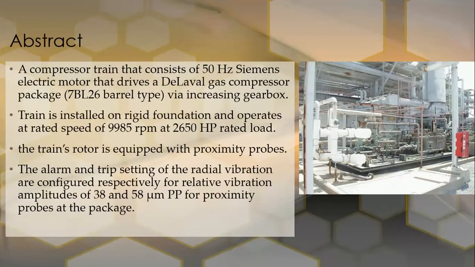So let's start. In our case, a compressor train consists of 50 Hz Siemens electric motors that drive the Laval gas compressor package via an increasing speed gearbox. The train is installed on a rigid foundation and operates at a rated speed of 9,985 RPM at about 2,650 horsepower rated load. The train's rotor is equipped with proximity probes.